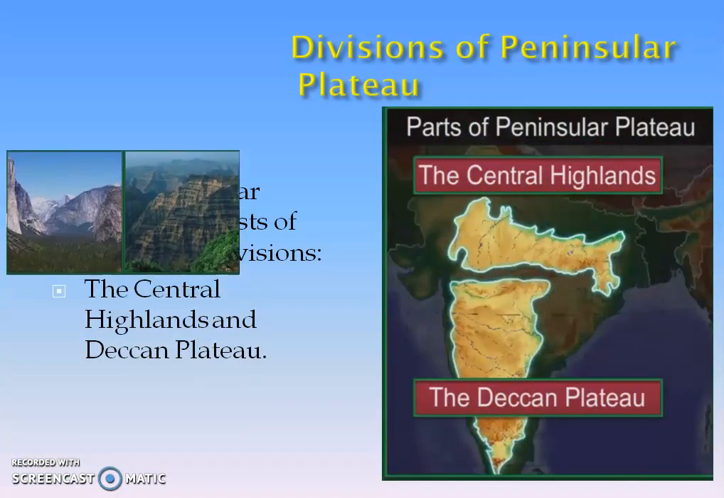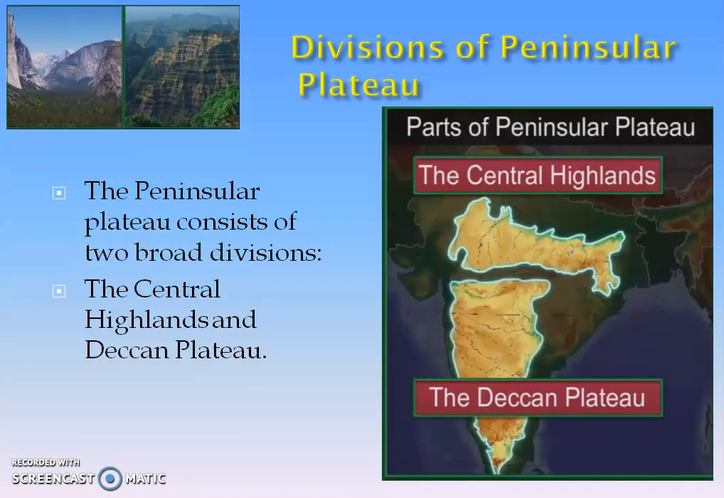Next, let's see what kind of relief we find on the peninsular plateau. The peninsular plateau has broad and shallow valleys and rounded hills. Based on its relief, it can be divided into two parts. First, the Central Highland, and second, the Deccan Plateau.